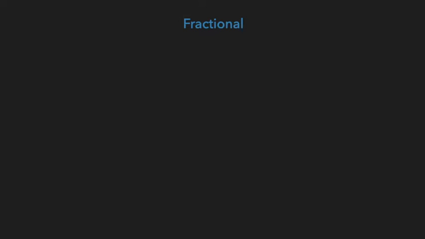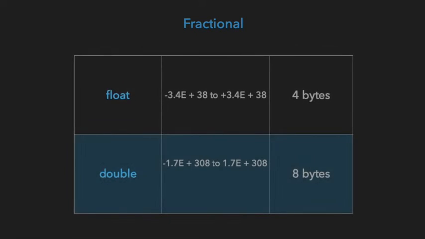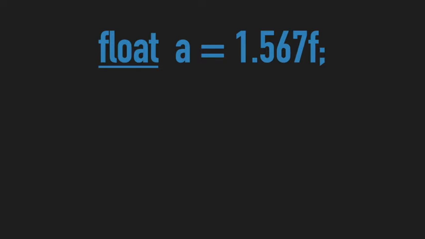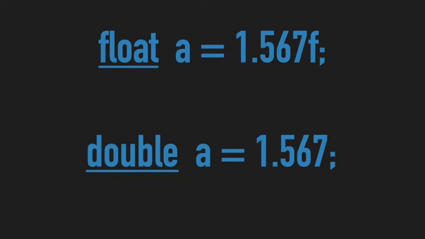Then we come to fractional data types. So fractional data types are mainly numbers with decimals, or rational numbers, you can say. As you can see here, there's float and there's double. So float occupies 4 bytes, double occupies 8 bytes. We'll see why double occupies more memory compared to float. Obviously, you can see the range here, but there's another reason. As you can see, float a is equal to 1.567f. This is the declaration, and double a is equal to 1.567.